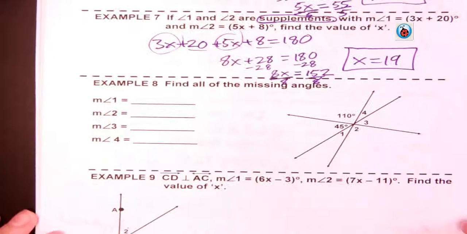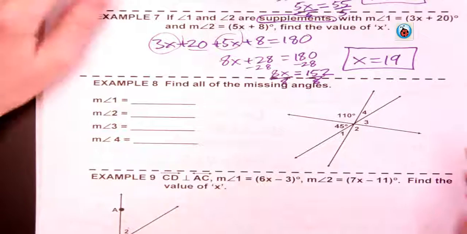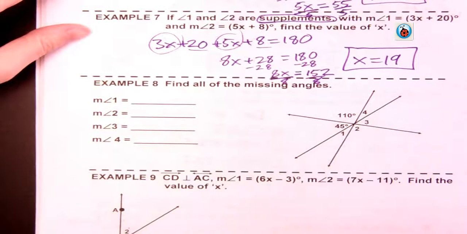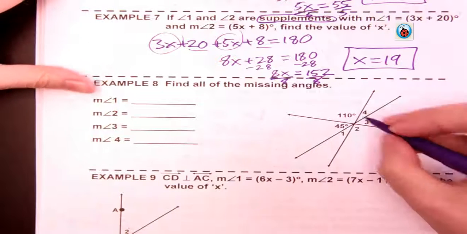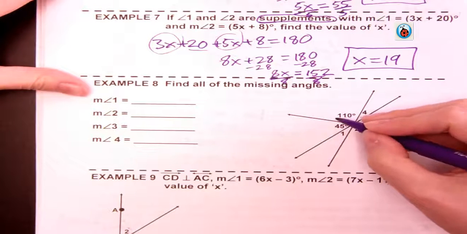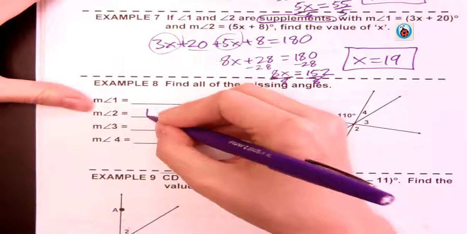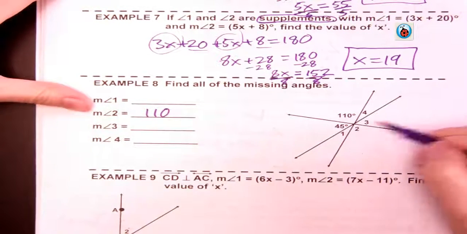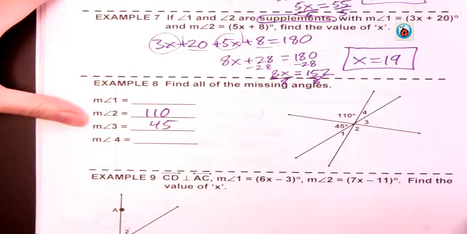Alright, so example 8 then is one of my absolute favorite types of things to do in geometry, where they give me two angles and ask me to find all the missing angles. So I'm just going to start filling in the easy ones. I know vertical angles are exactly the same. So angle 2 also has to be 110. No math required. I just have to recognize it. Angle 3 is also 45.